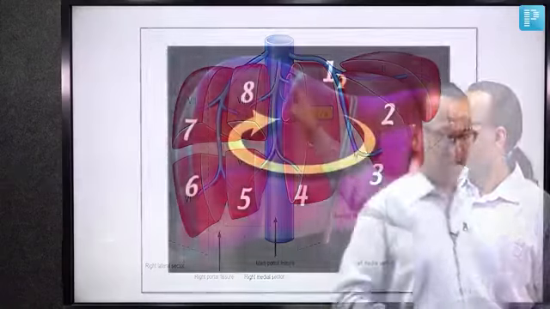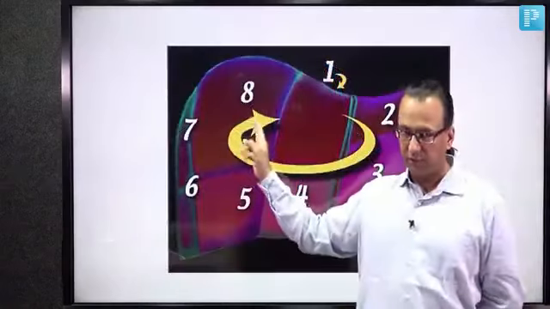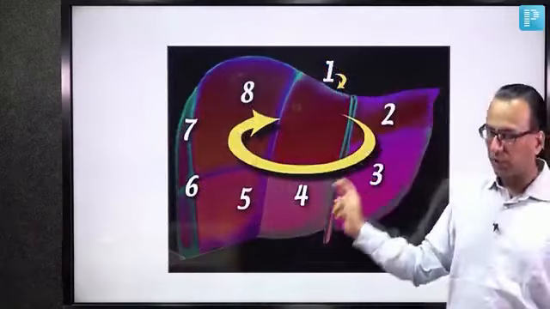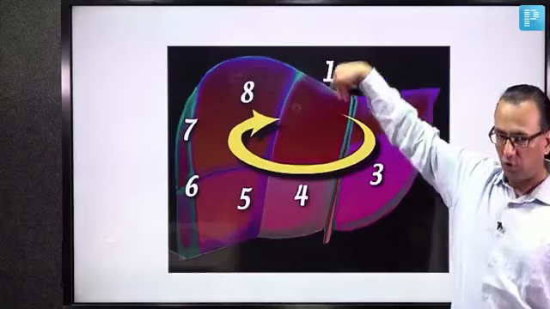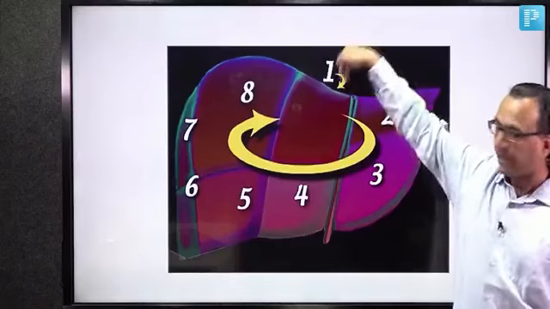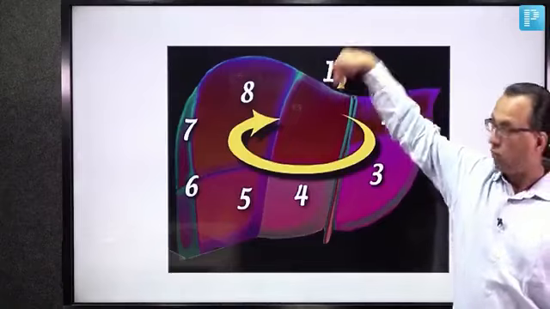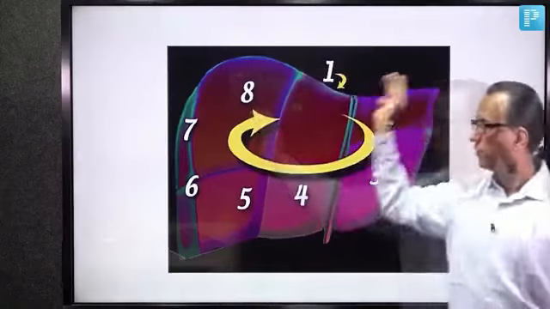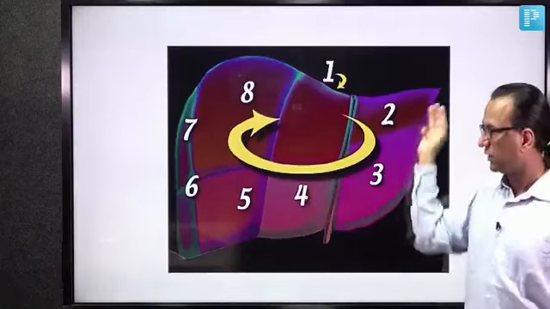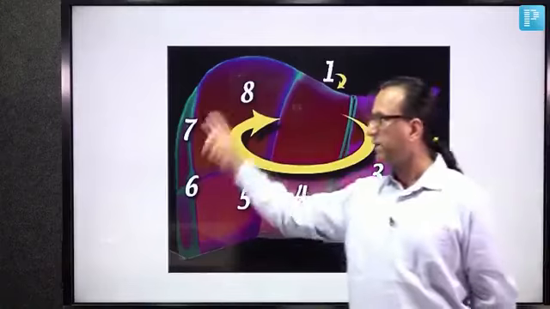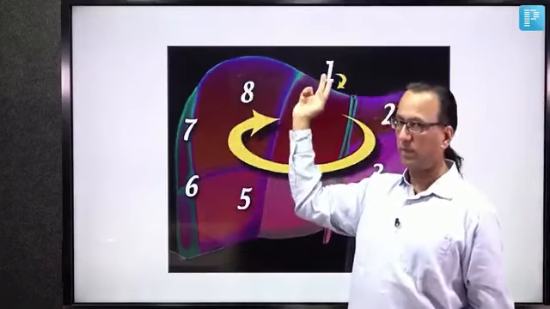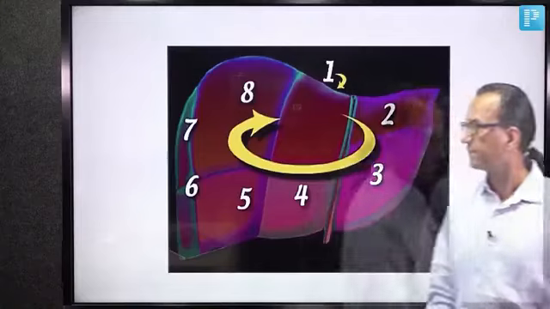but it will try. Now, when it comes to the counting of the segments according to Couinaud classification, you are following the portal vein and you have to search for segment 1, which is the caudate lobe present on the posterior aspect of the liver. Once you find it, then you have to count clockwise. It will be 2, 3, 4, which is the left surgical lobe, and then 5, 6, 7, 8, which is the right surgical lobe. 8 will come close to 1 in a clockwise fashion.